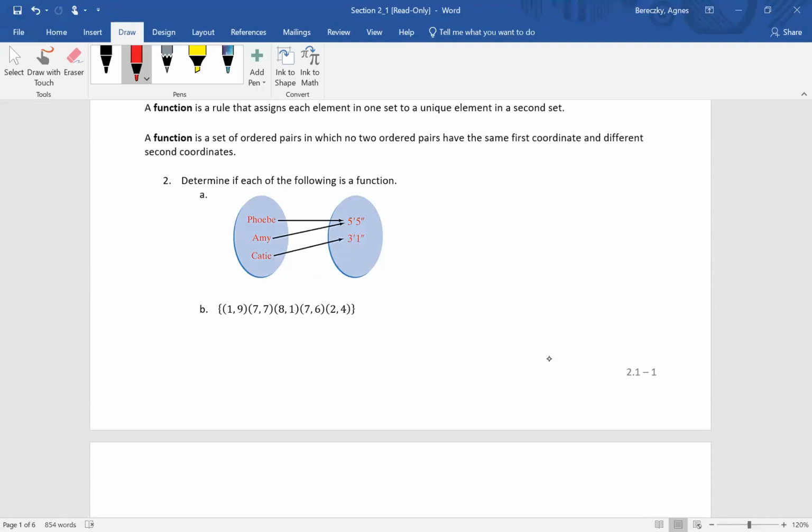These are our inputs, or our domain. We call this a domain, our input. So we have Phoebe, Amy, and Katie. And our range is our output, which is their height: 5'5" and 3'11". Is this a function? Every single person belongs to only one height. So yes, this relation is a function.